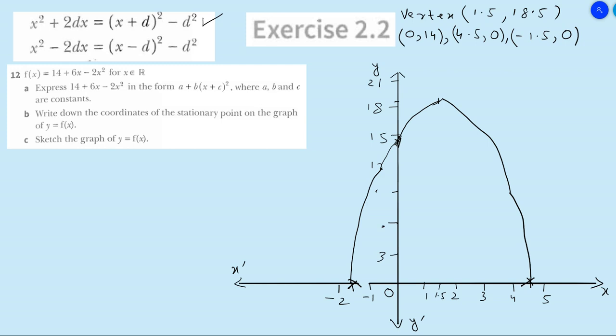This is our stationary point, 1.5 and 18.5. This one is the axis crossing point, x 0, y 14. The second one is minus 1.5 and 0. And the third one is 4.5 and 0. So this is the answer of part C. Hope you understand. Kindly ignore this mistake. The graph is not as smooth as possible. In a curve, there should not be a wave in the graph.